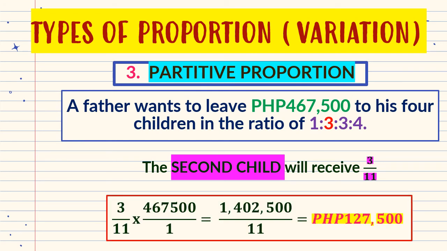The second child will receive 3/11. Same procedure: 3/11 times 467,500 is equal to 1,402,500 over 11. So we will divide it. We will get 127,500, meaning the second child will receive 127,500.